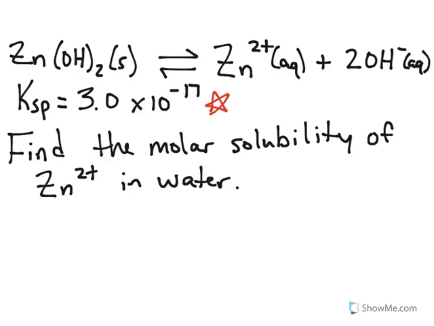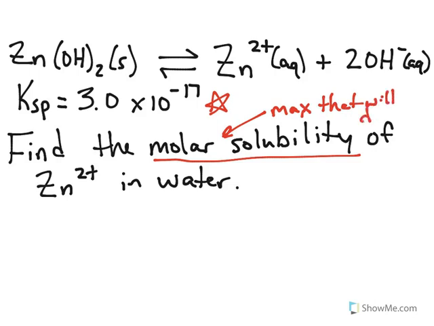But the question is, find the molar solubility of zinc 2+ in water. And just as a reminder, this term molar solubility just means the maximum that will dissolve. And we're looking for the maximum amount of zinc 2+ that's going to dissolve. Well, let's write our equilibrium expression for this.